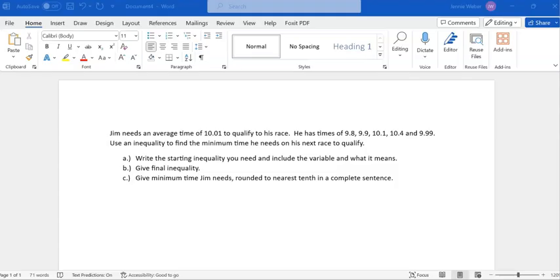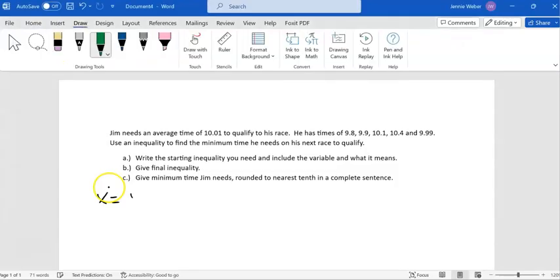So the first part of the question asks us to write the starting inequality you need and include the variable and what it means. So our variable is going to be x equals Jim's next race. And you can set it for whatever you want. We're just defining it. Okay.